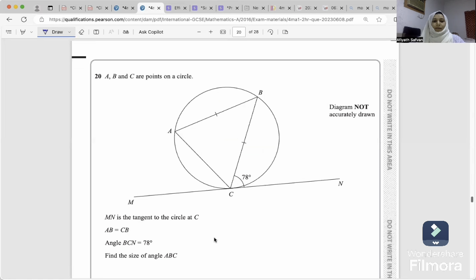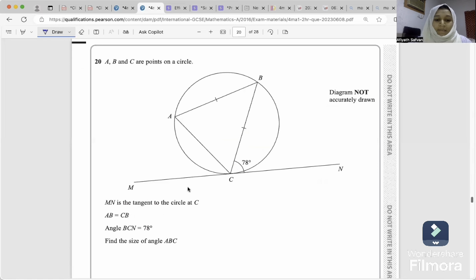So question number 20. A, B, and C are the points on a circle. MN is a tangent to the circle. AB is equal to CB. Angle ABCN is 78. Find the size of the angle ABC.